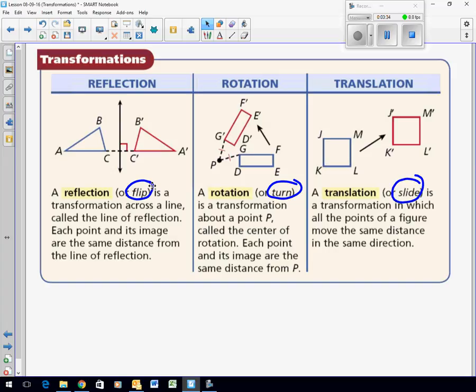Make sure, and I mean make sure, that you've got at least the understanding of the particular transformation with the words in blue, circled in blue. So when I say a reflection, what do you think? Flip. When I say a rotation, turn. When I say a translation, slide. Flip one, turn one, slide one. Right? Make sure you got that part written down. Back up if you need the slide again.